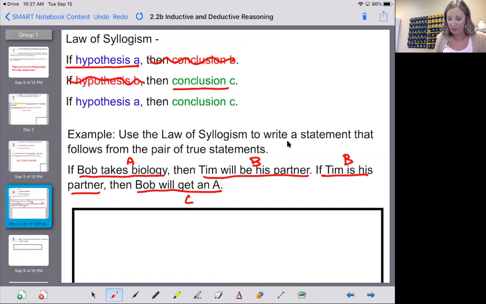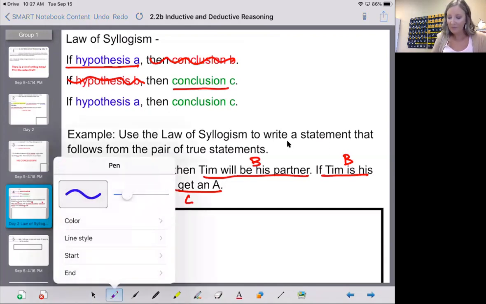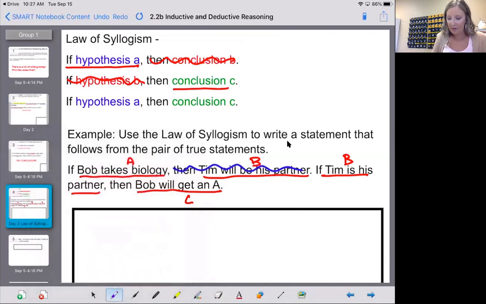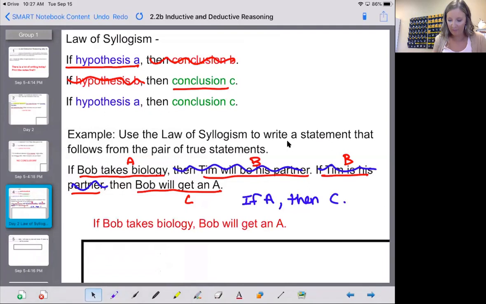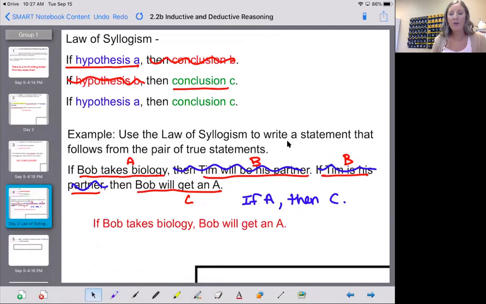So basically what we're going to do is cut out the middleman. The stuff here that is B is going to get cut out, and we're going to just say, if A, then C. If A, then C. And so what would that actually say? It would say, if Bob takes biology, then what? Then Bob will get an A. So if Bob takes biology, then Bob will get an A, because all of that stuff in between is going to take us from A all the way eventually to C. So let's just cut out the middle stuff and say A leads to C. Okay, so that's the law of syllogism.